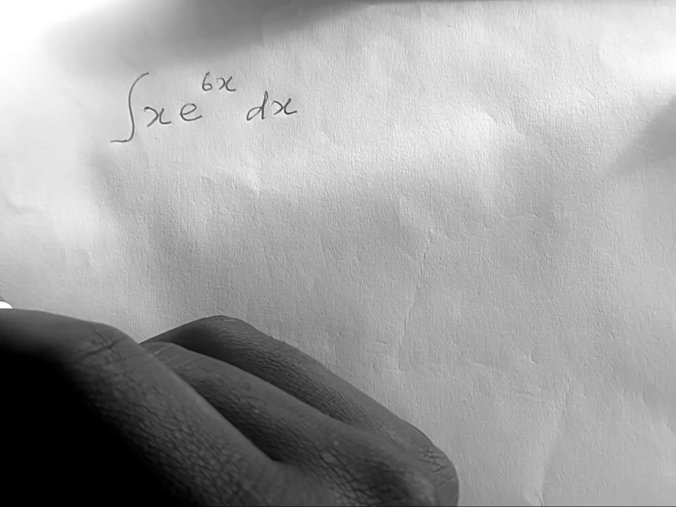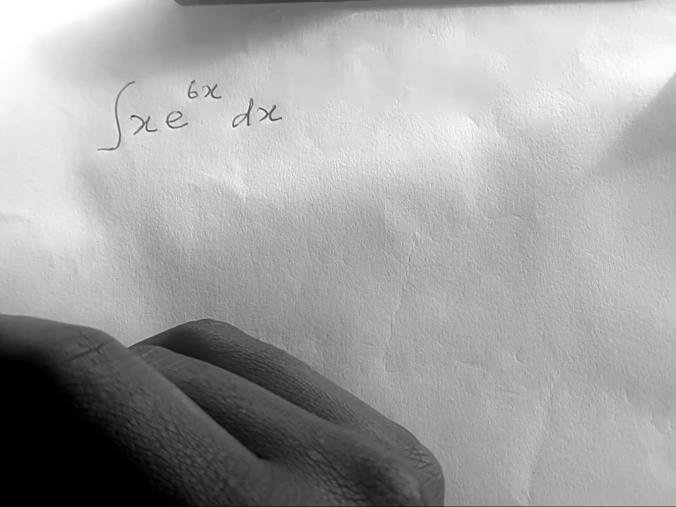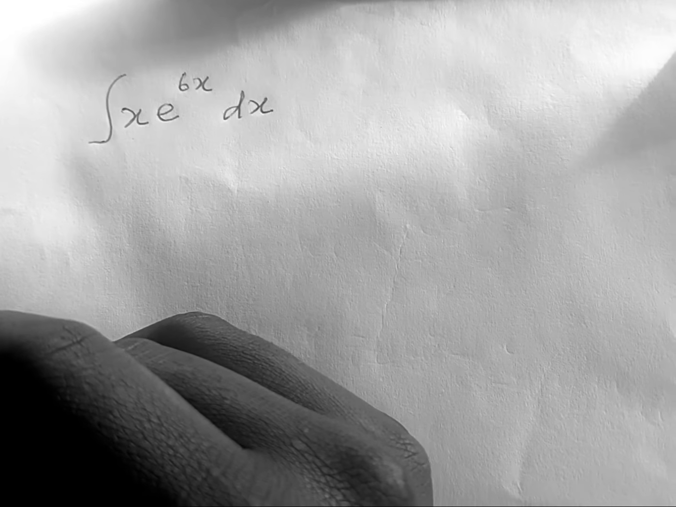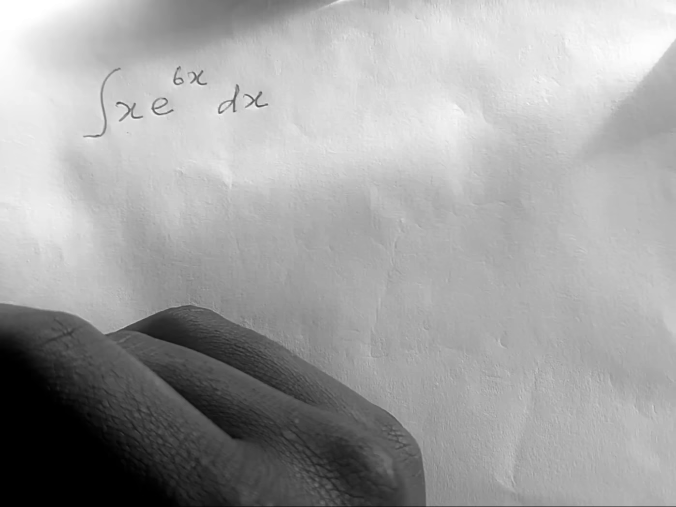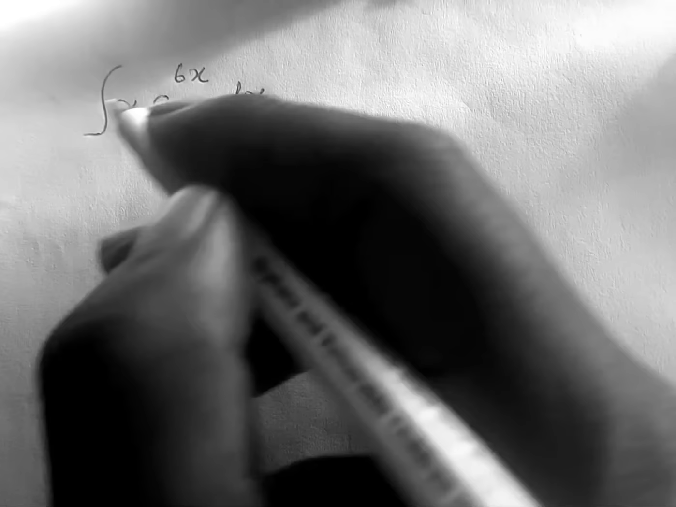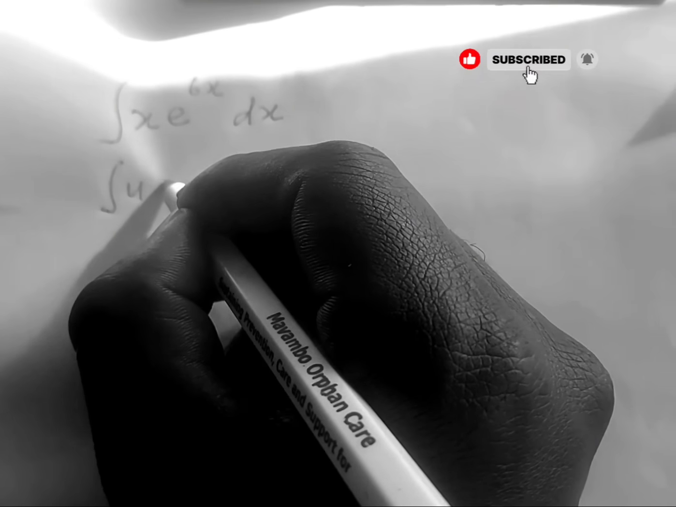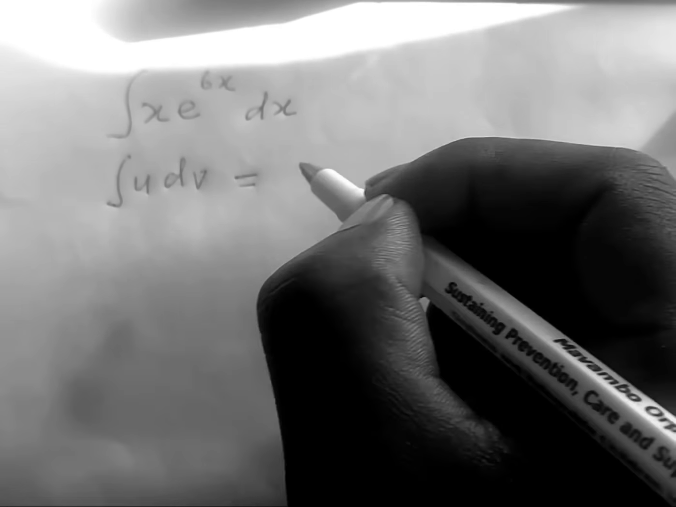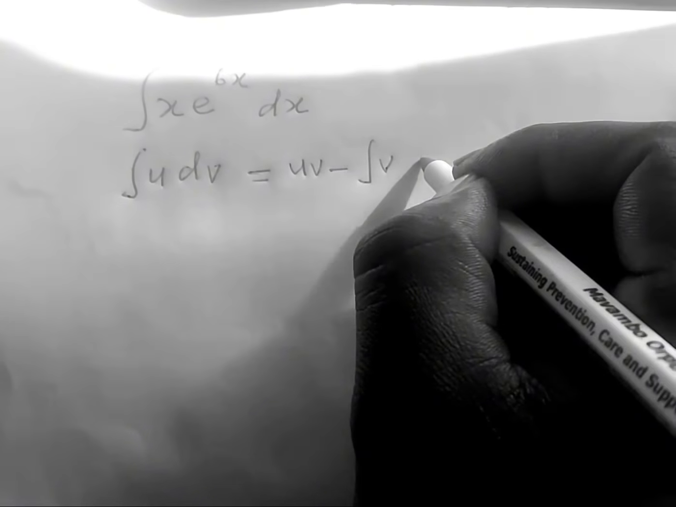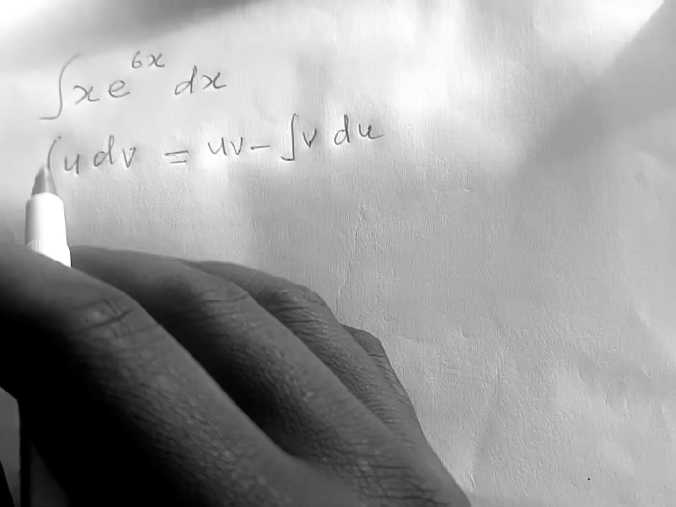Hi everyone. Today we are looking at a question on integration by parts. We are given the integral of x e to the power 6x. We are going to apply the integration by parts method, and we know that the integral of u dv is given by this formula: uv minus the integral of v du. So this is the formula that we are going to apply.